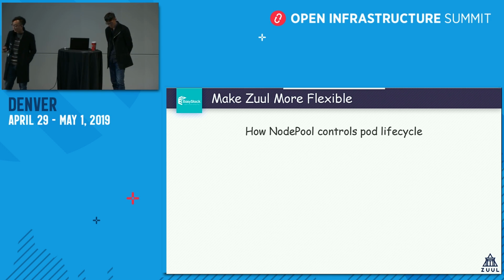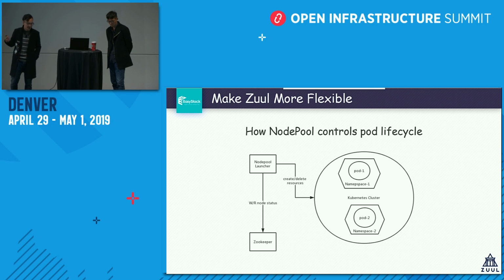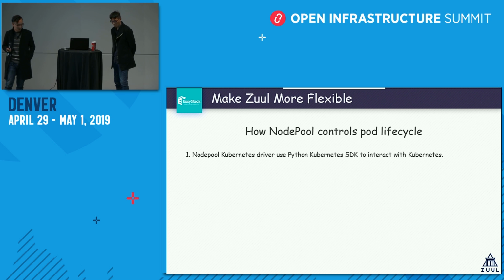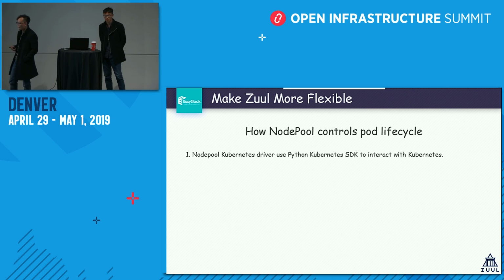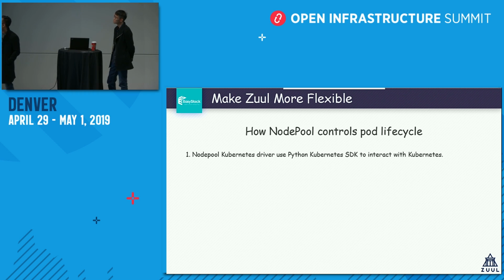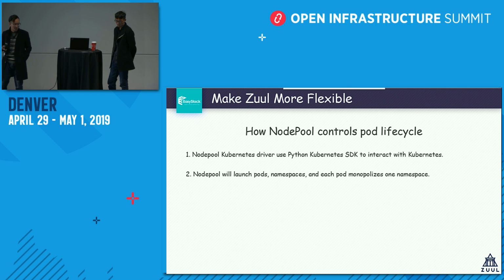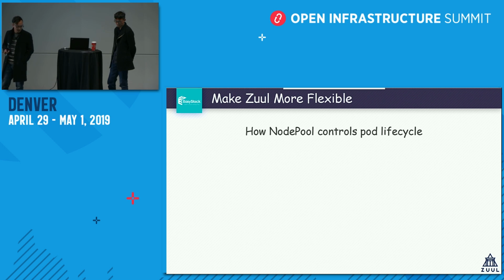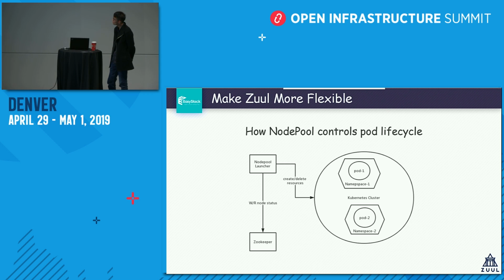And next, we see how Nodepool controls the pod lifecycle. This slide shows the details. Nodepool connects to the Kubernetes server and creates namespaces and pods. Nodepool has a Kubernetes driver in its code, which uses the Python Kubernetes SDK to interact with Kubernetes. Nodepool will launch pods in namespaces, and each pod has its own namespace, just like the slide. One namespace always has one pod.